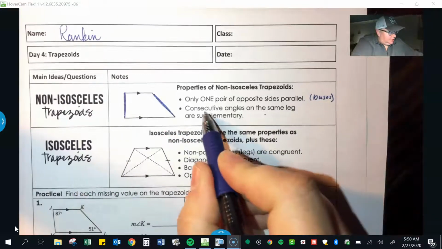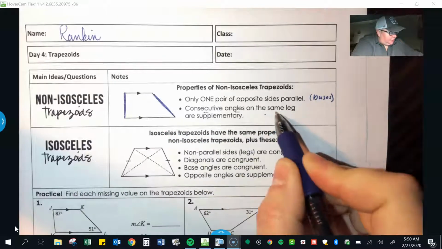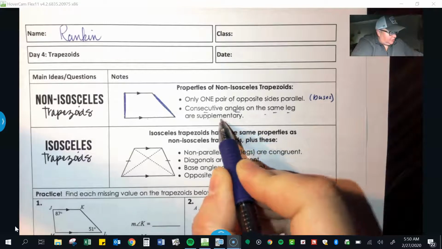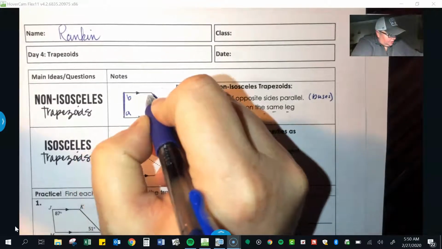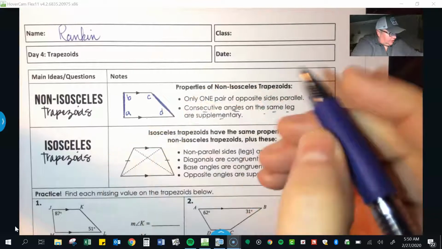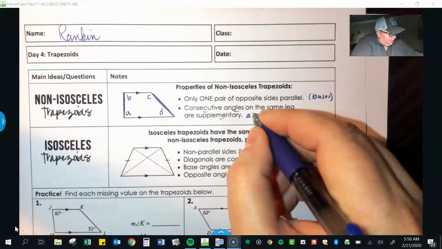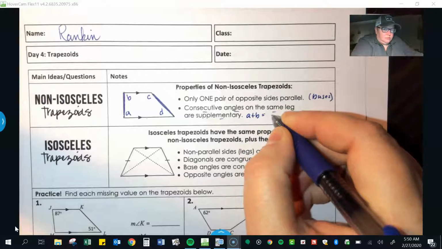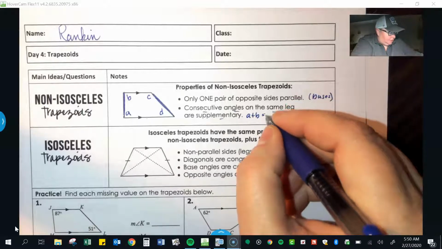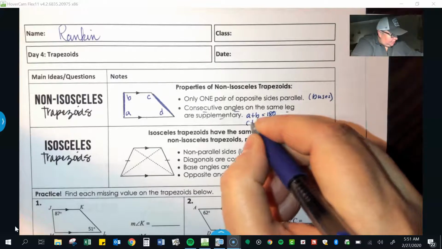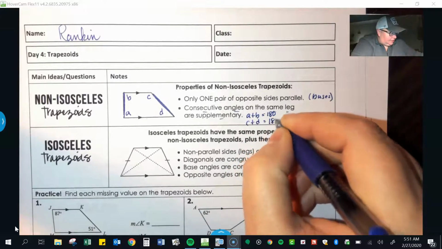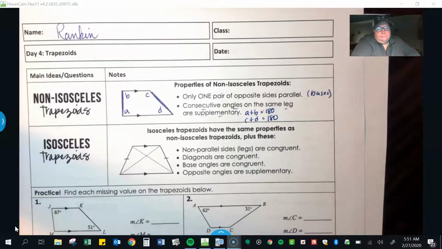This says consecutive angles on the same leg are supplementary, which means that if this is A, this is B, this is C, and this is D, then A plus B, do you remember what supplementary is? It's 180. A plus B is 180, and C plus D is 180. Okay?